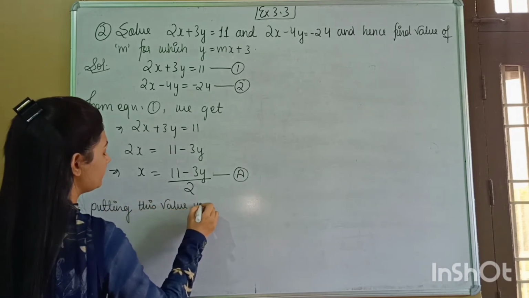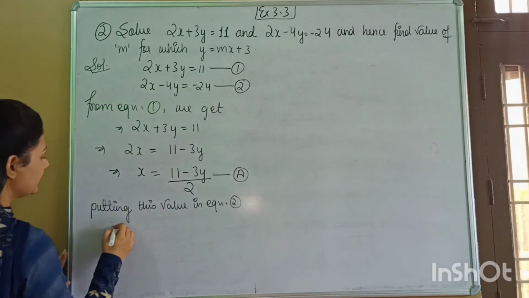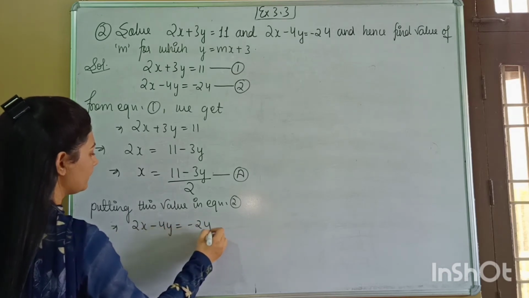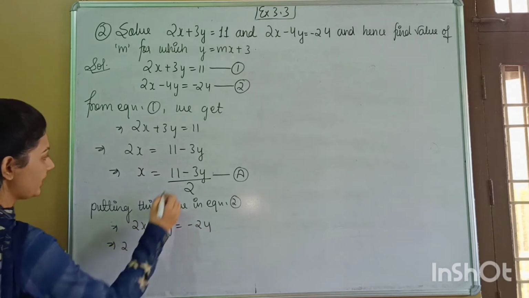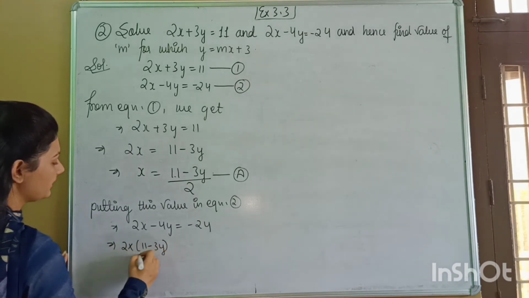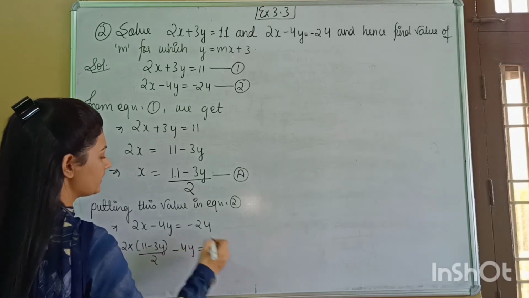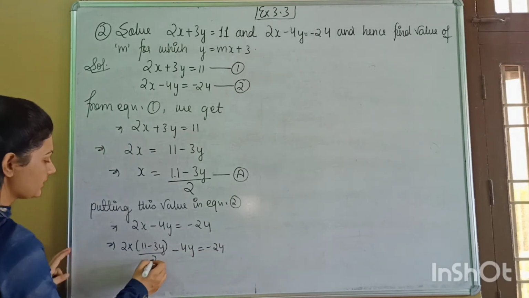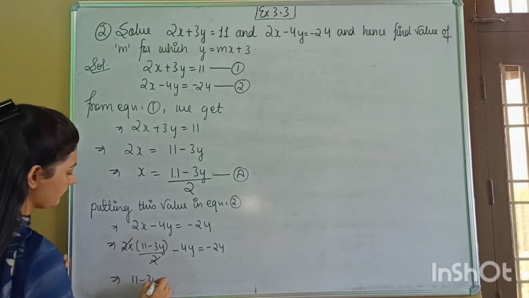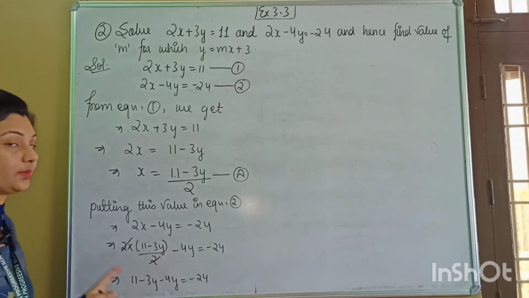what is the equation 2? That is 2x minus 4y is equal to minus 24. Now in place of x, we will put the value 2 into 11 minus 3y divided by 2, minus 4y is equal to minus 24. See here, this 2 and 2 will be cancelled. So we get 11 minus 3y minus 4y is equal to minus 24.